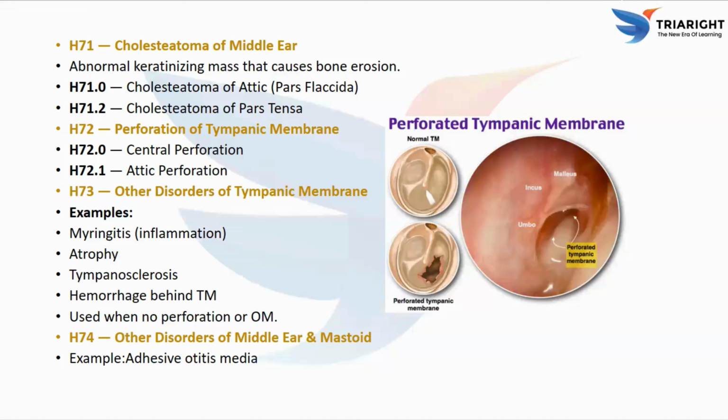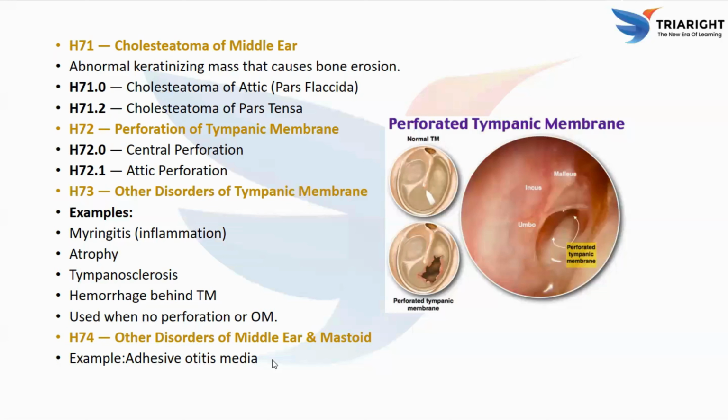So what do you mean by central perforation? It is a perforation in the middle of the eardrum surrounded by an intact rim of the membrane. This is usually due to chronic otitis media. So what are the clinical notes of the central perforation? It is the most common type, does not involve the margins of the eardrum, and has a lower risk of cholesteatoma than the marginal perforations. So next is H72.1, attic perforation.